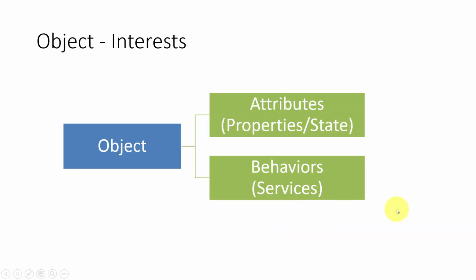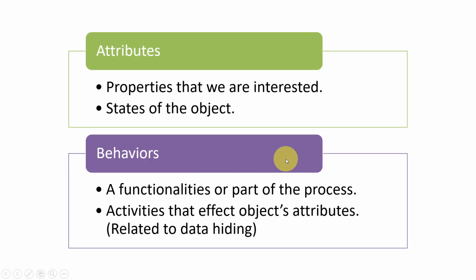So when it comes to objects, we are interested in two things. Those are the attributes and behaviors. So attributes are properties of the object that we are interested in. For example, if it is a bank account, we are interested in the account number, the balance, and also it can be a state of an object. For example, if you take an order object, we are interested in the state of the order. It can be in the new state, it can be in the paid state, or later it can be in the dispatch state.